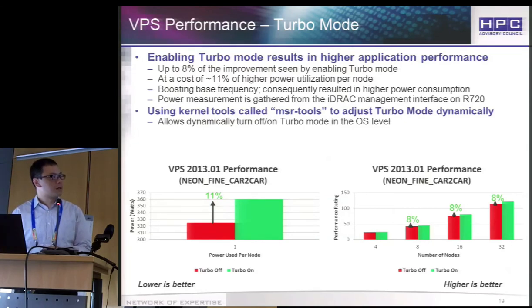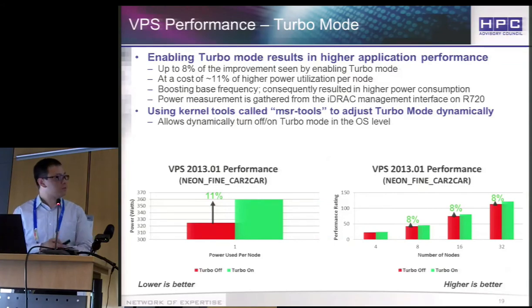By enabling it, we get an additional 8% gain in throughput, pretty much the same from 8 nodes, 16 nodes, and 32 nodes. The percentage gain stays the same as we scale, so the gain is constant and not much. It comes at the cost of probably 11% higher power draw. This is the measurement I was able to find from the iDRAC management interface on the R720 system.